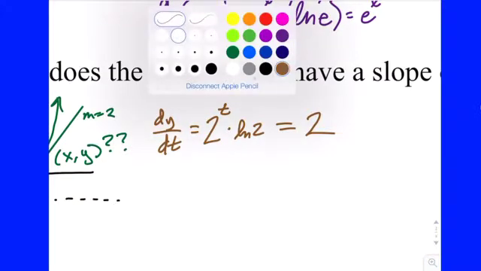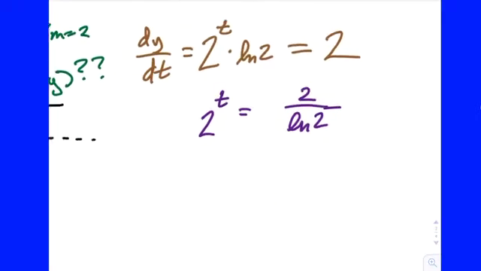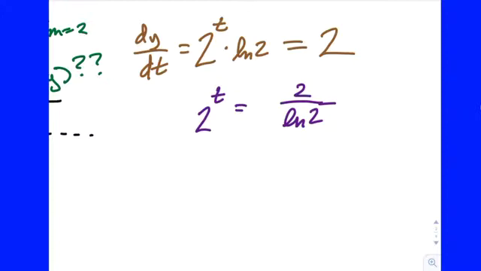So to solve, we want to isolate the 2 to the t, so I'll divide both sides by the natural log of 2. And now how do I solve for this? How do I get t out of the exponent? Well, you could take log base 2 of both sides. If you remember from pre-calc, that's the inverse of exponentiating base 2. But we typically don't use bases that aren't e in here. So what we'll do now is we'll take the natural log of both sides.